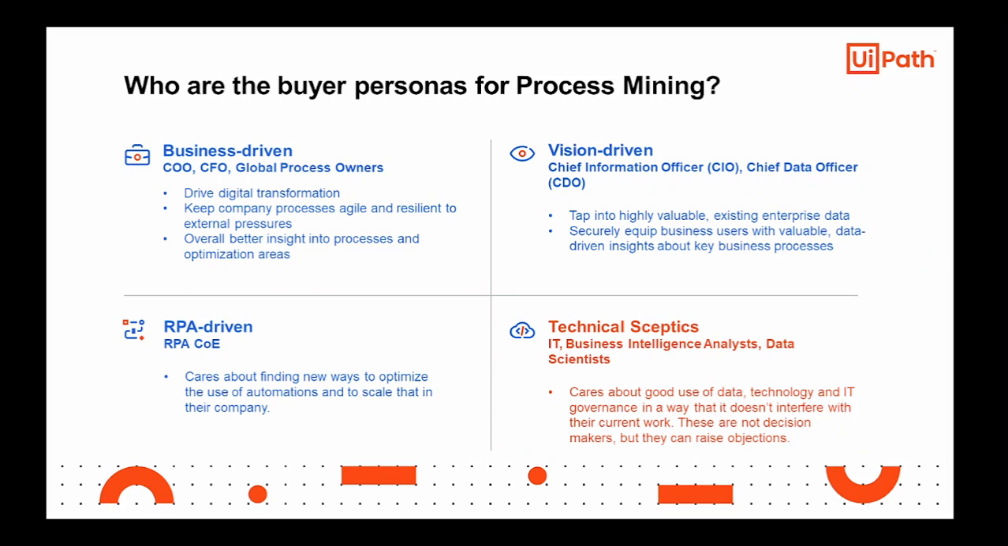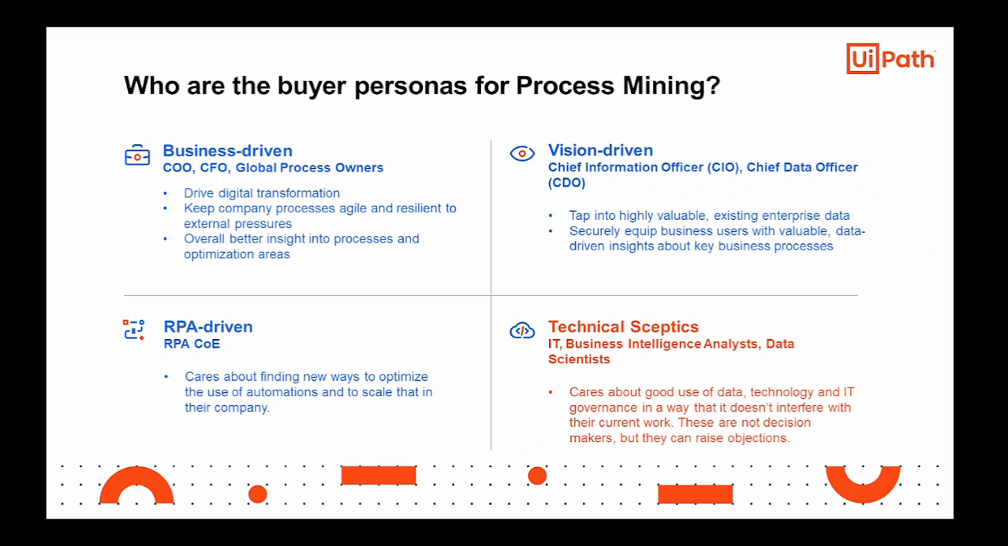The second group are more vision-driven. You know the CIO and the CTO, but there's also the Chief Data Officer, the CDO. The CDO wants to maximize the use of data. So he or she might use process mining to tap into existing collections of highly valuable data and equip business users with data-driven insights about these processes.